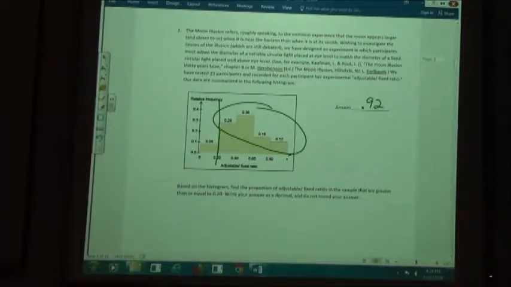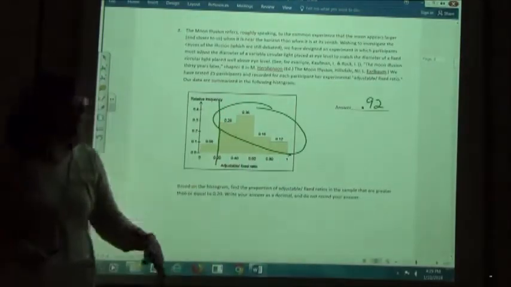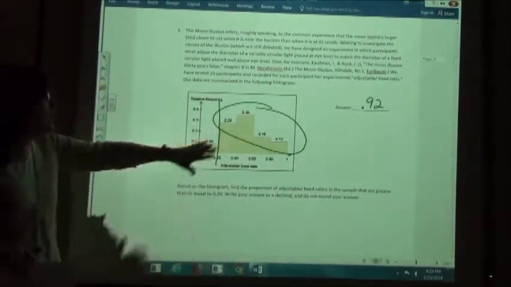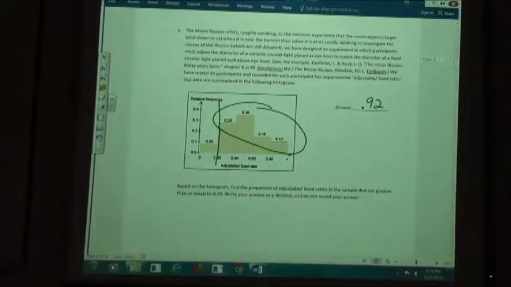So on some of the tables, they're going to have the percentages already marked. Either you can add them up, or if it's quicker, you can take 1 minus what's not in my group and get my answer that way.